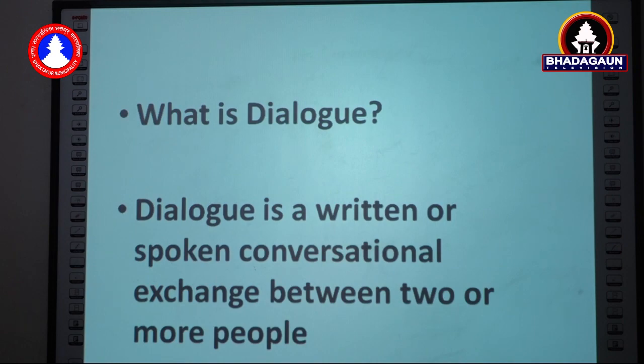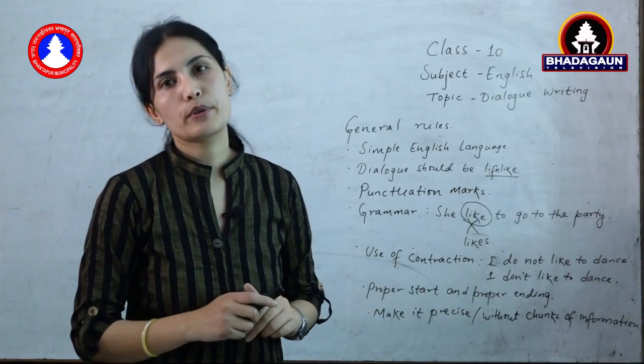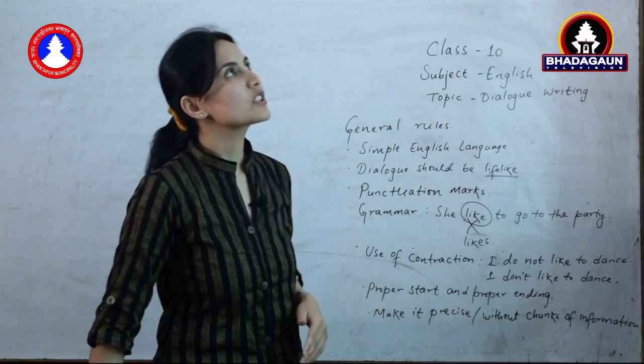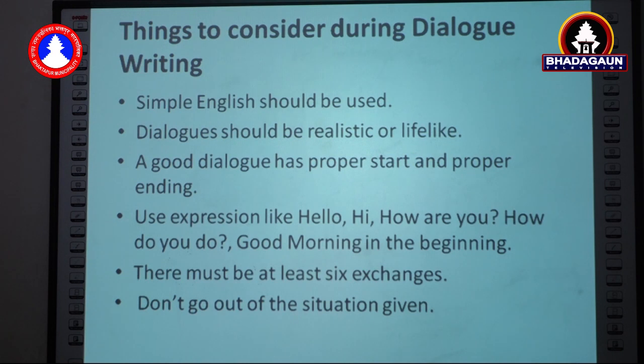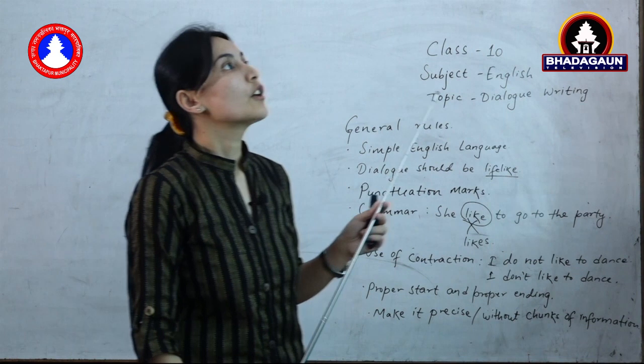To make our dialogue very simple, it's okay if you just write the dialogue involving just 2 members. As I discussed, the same thing has been stressed here too. Things to consider during dialogue writing: simple English should be used. Don't use very sophisticated language. Use simple English but polite words, and focus on formal use of the language.